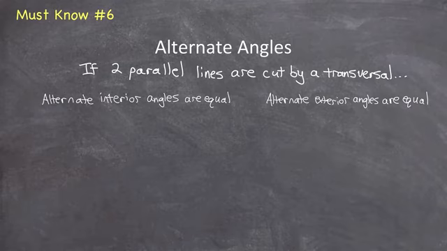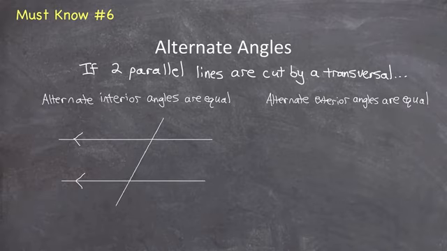Let's start with the alternate interior angles. I'll draw my two parallel lines, and then I'll cut them with a transversal. That means I'll draw a non-parallel line which intersects both of those at two distinct points. In this diagram, I have 2 points of intersection. The interior angles are the angles between those points of intersection, so these 4 angles in here. Let me name those angles. I'll name them A, B, C, and D.